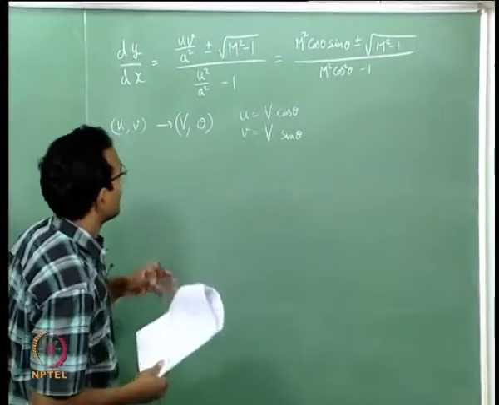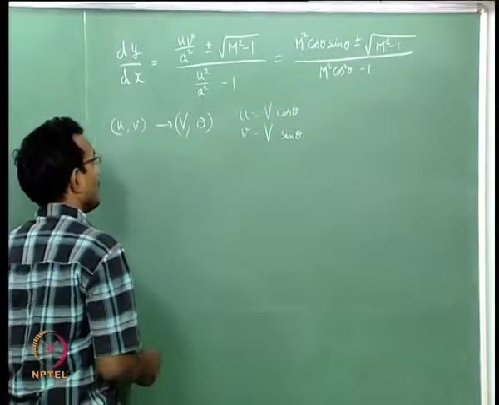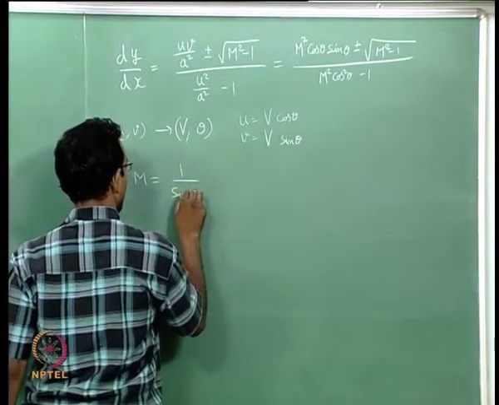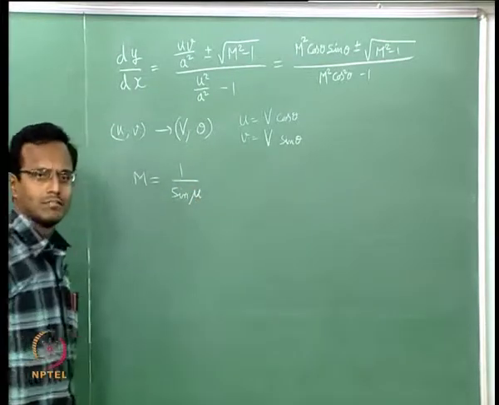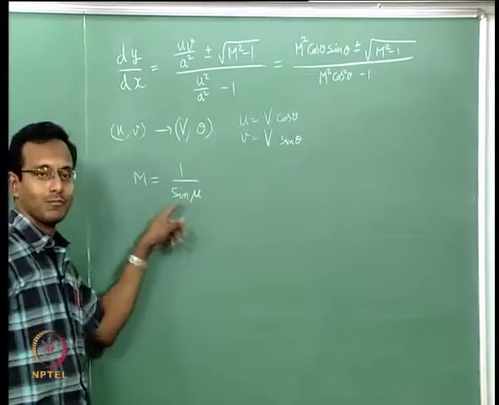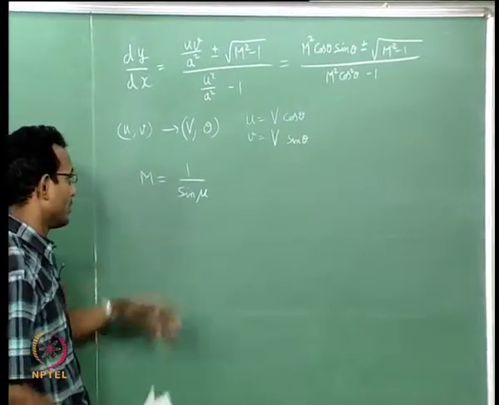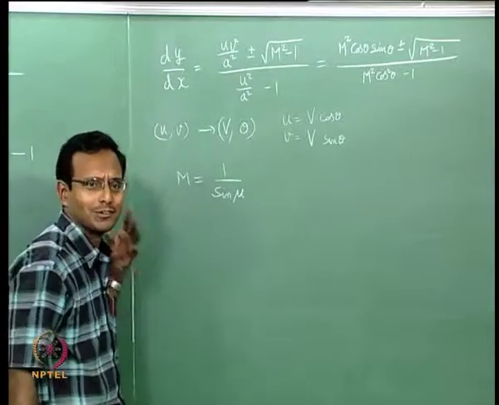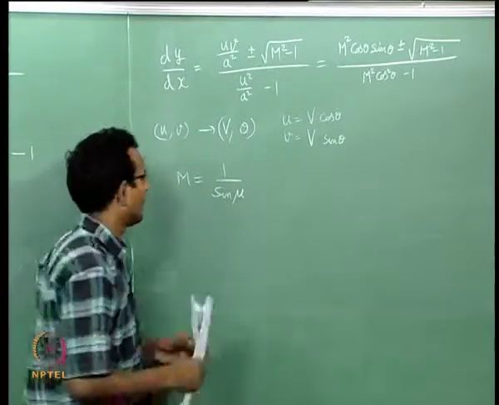Now we want to look at that M square again. We want to write M equal to 1 by sine of Mach angle, which is true, right? We defined the sine of Mach angle to be 1 by M. So it is going to be this. This was, I believe, around the 4th class or 5th class of our course. Anyways, we get this Mach cone comes out to be this.